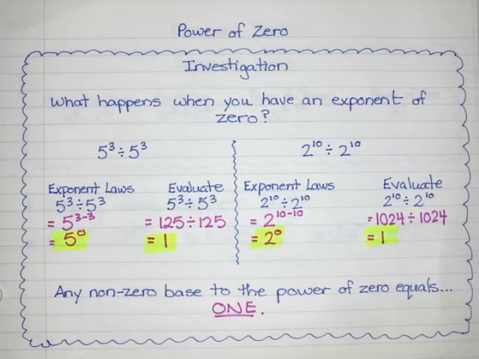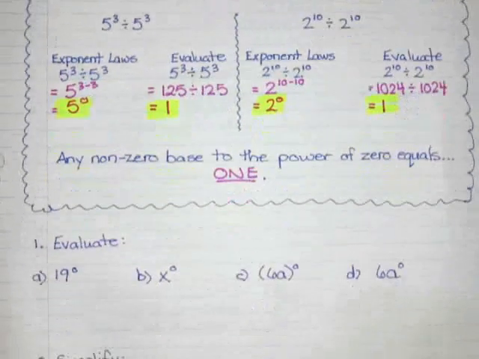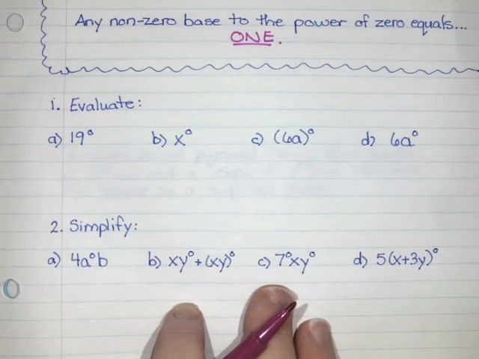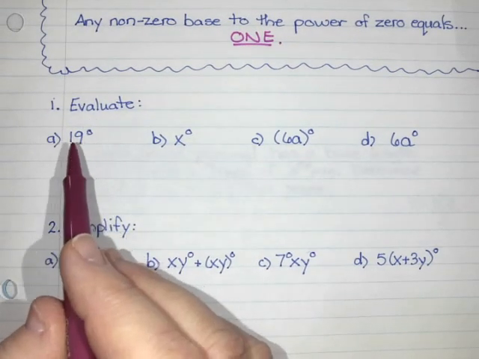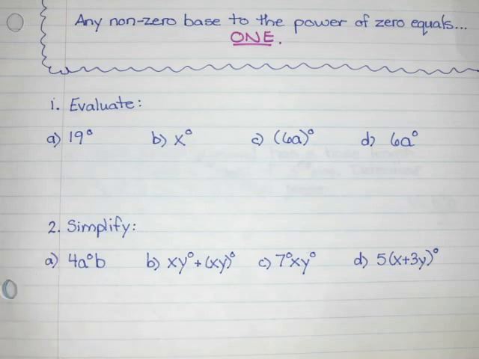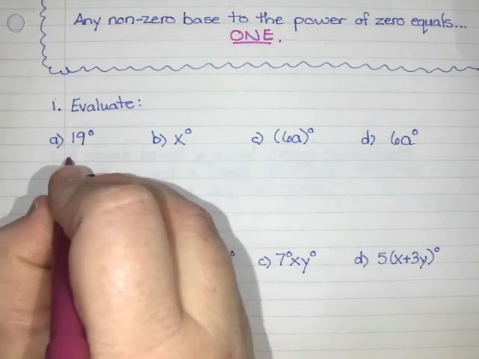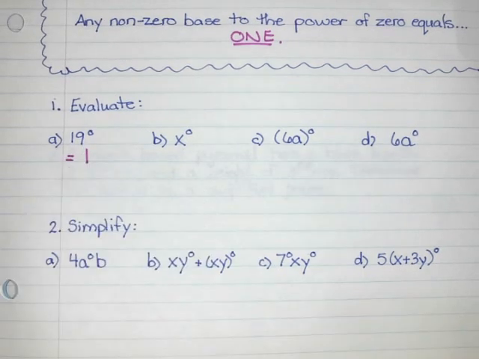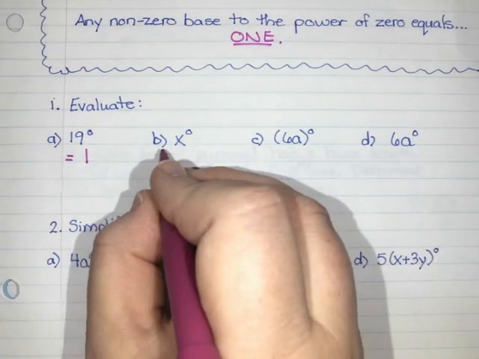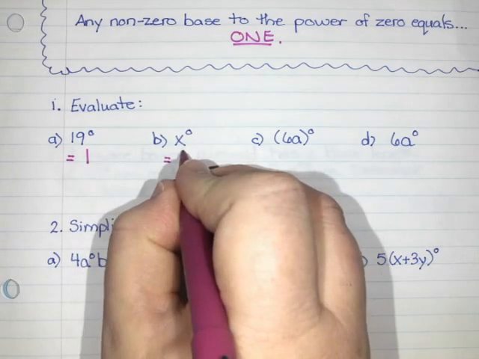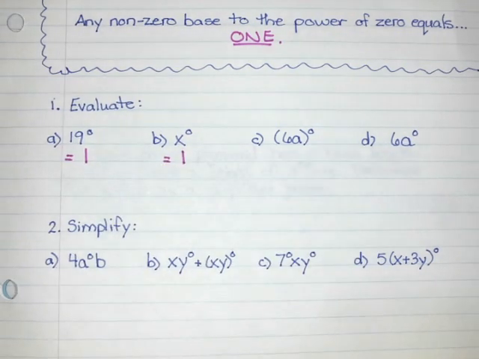So we're going to try a couple of examples of this. So we're going to start with evaluating 19 to the power of 0. So I am not going to use my calculator for this. We just learned that anything that's not a 0 to the power of 0 equals 1. So 19 to the power of 0 equals 1. How about x to the power of 0? Well, anything to the power of 0 equals 1, so x to the power of 0 equals 1.